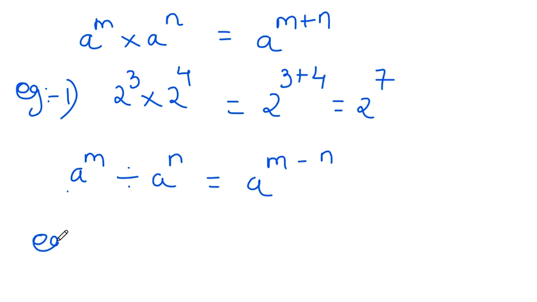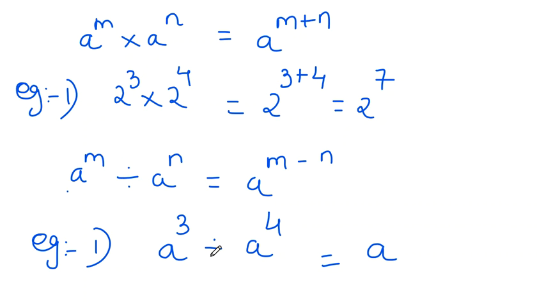Now again we'll take one example. In this case, here the base is same, powers are different, and the powers will get subtracted. Now for an example, I have a raised to 3 divided by a raised to 4. So the base is same, so it will be a. Division means the powers will get subtracted. So it will be 3 minus 4, a raised to 3 minus 4.